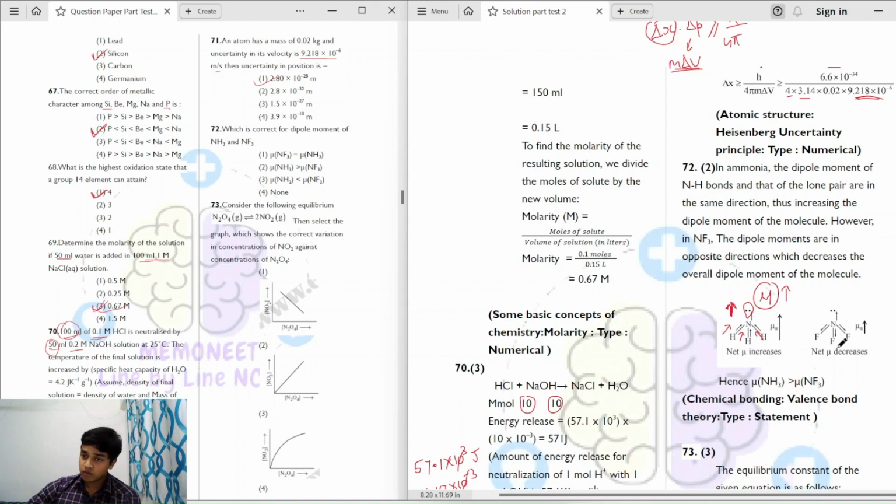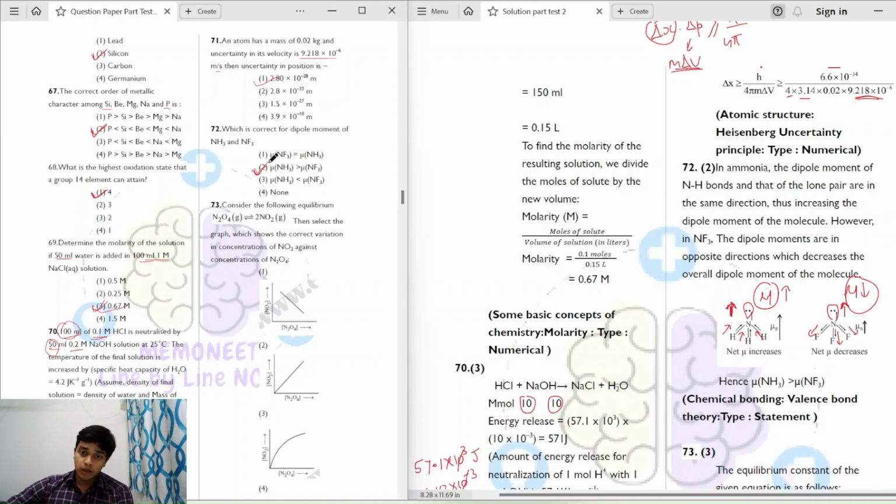However, in case of NF3, fluorine is more electronegative than nitrogen. So while the dipole moment of the lone pair is towards the upward direction, that for all the NF3 bonds is in the downward direction. So these dipole moments are in the opposite direction, which decreases the overall dipole moment. So the dipole moment for ammonia will be greater than that of NF3. So the correct answer will be option 2.